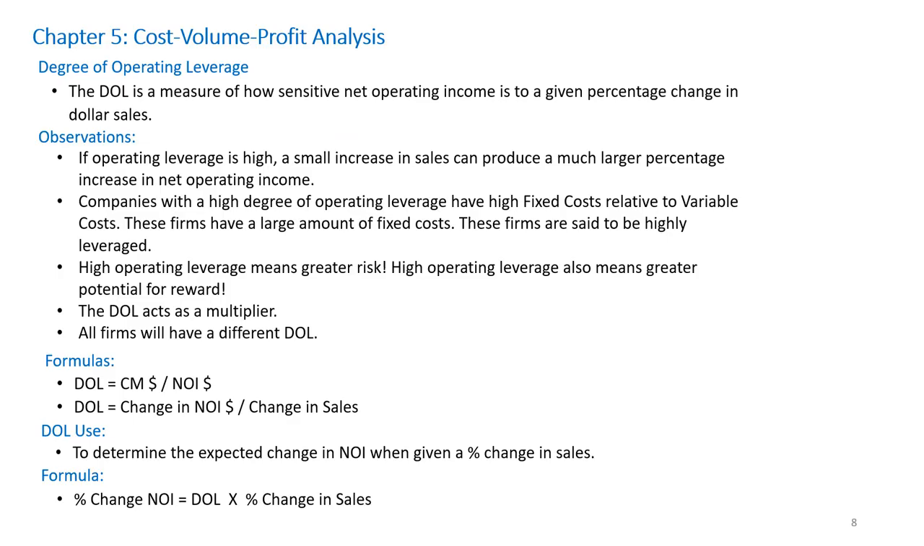Now let's turn to the degree of operating leverage, or DOL. The degree of operating leverage is a measure of how sensitive net operating income is to a given percentage change in dollar sales. If operating income is more sensitive to changes in sales, the business is said to have a high degree of operating leverage, and vice versa. If operating leverage is high, a small increase in sales can produce a much larger percentage increase in net operating income.